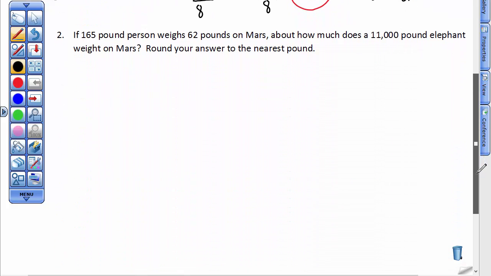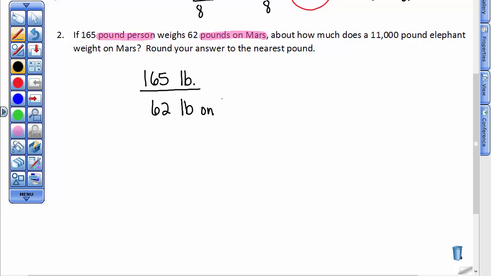Okay, let's look at the problems that are more applicable. Read it once. Read it again. But what's most important here is the units: a 165-pound person weighs 62 pounds on Mars. Let's write that as a fraction. A 165-pound person weighs 62 pounds on Mars. The location is important, on Mars, because we want to compare that, because the ratio would be constant or would be the same for a different object.